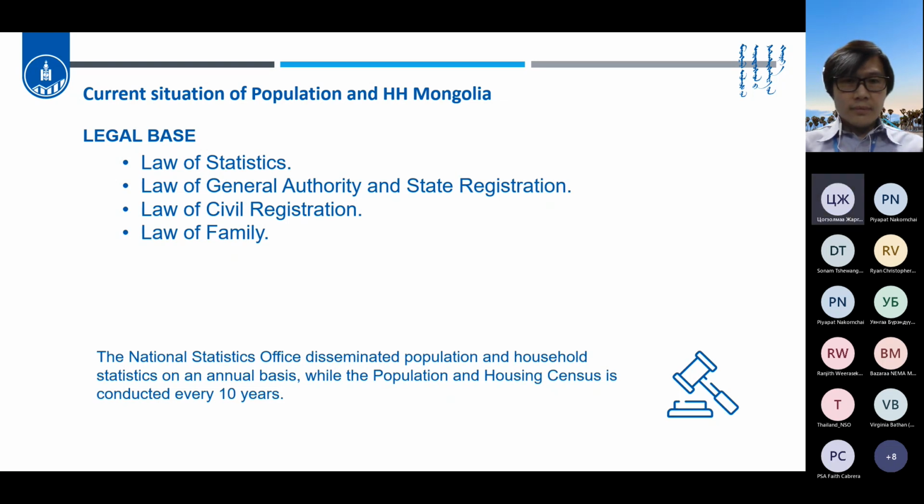I'm introducing our population and household statistics. The current situation of population and household statistics in Mongolia is legally based on the law of statistics, the law of the general authority for state registration, the law of civil registration, and the law of family. The National Statistics Office disseminates population and household statistics on an annual basis, while the population and housing census is conducted every 10 years.